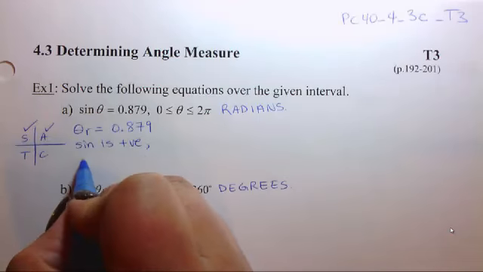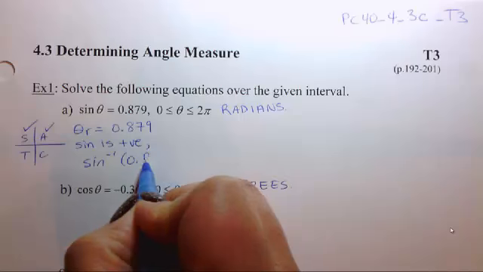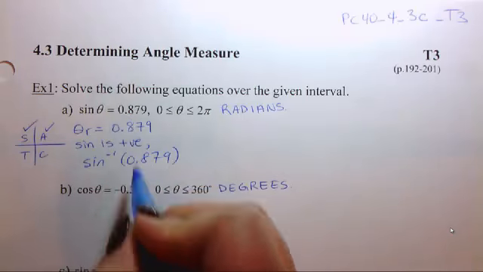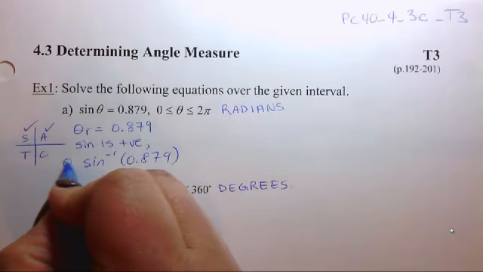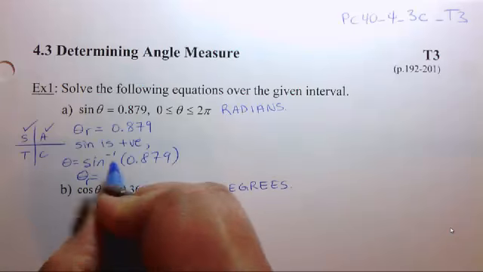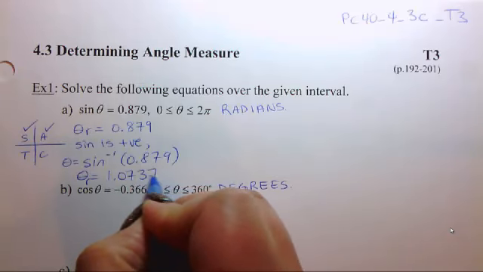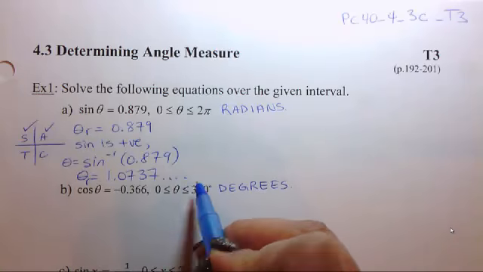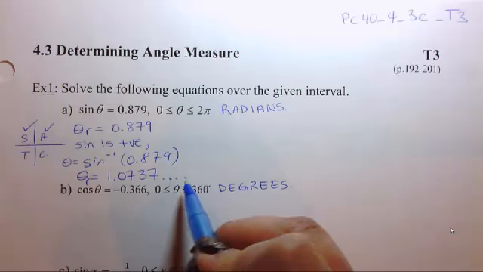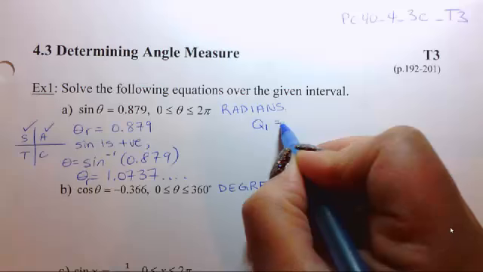Now you're going to use your calculator to figure out that sine inverse of 0.879. Always use the positive number even if you're given a negative number. So that's going to give you your theta, your reference angle, in this case 1.0737... Now don't delete this number from your calculator, keep it in there. We need to now figure out what the value is going to be in quadrant 1.